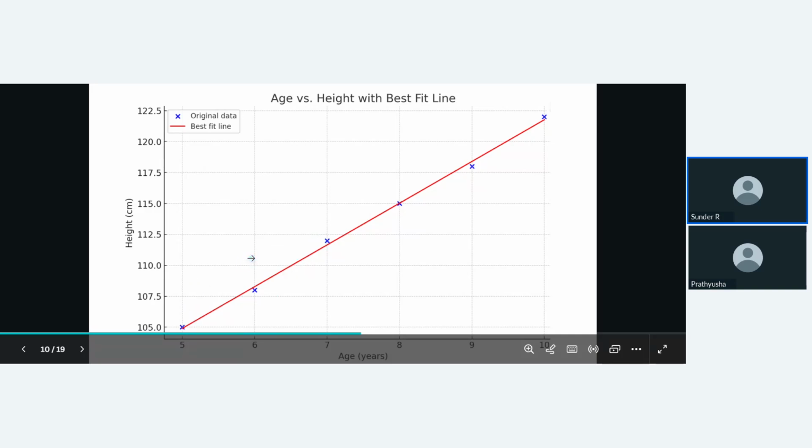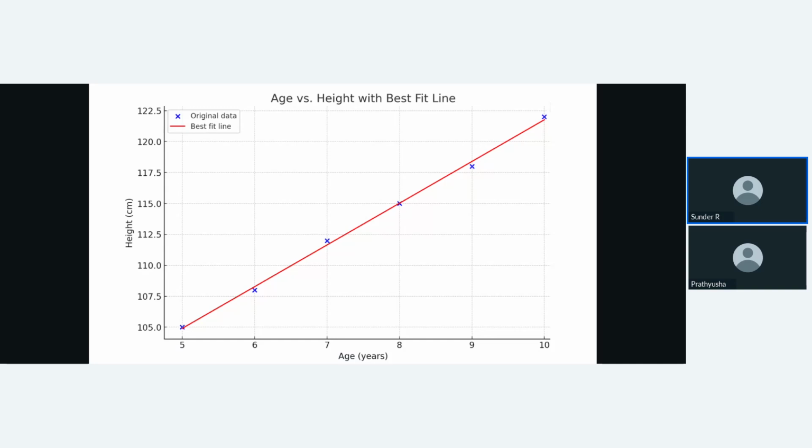So in the case of linear regression, what you have to do is make sure you draw a line that touches all the data points that you have, that touches all the input values that you have. Is it clear?